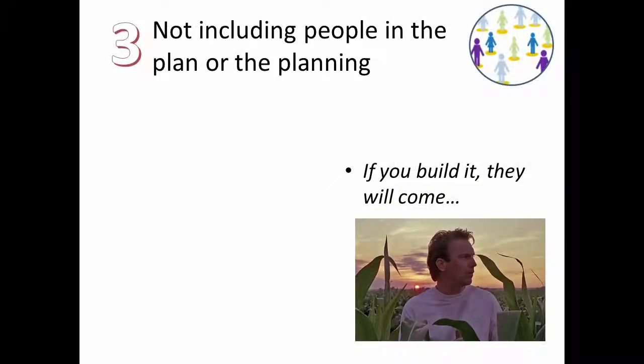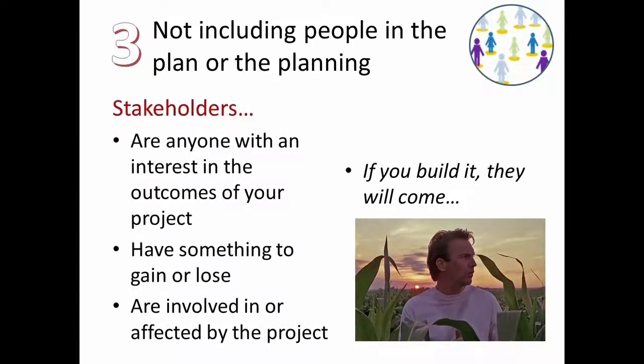Number 3, why implementation fails: not including people in the plan or the planning. I'll put this little clip up from Field of Dreams. I don't know if you would remember this movie. But the mantra was, if you build it, they will come. Well, unfortunately, in implementation, it doesn't work that easily. You have to involve people in what you're doing, and you have to look at who your stakeholders are. Anyone who has an interest in the outcomes of your project is your stakeholder. Anybody who has something to gain or lose is your stakeholder, and anybody involved or affected by the project is your stakeholder. So people, groups, or organizations, it doesn't matter. If they've got something to gain or lose, you need to include them in your discussions early.